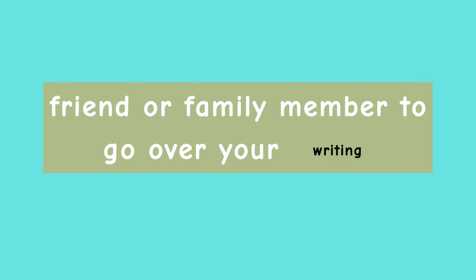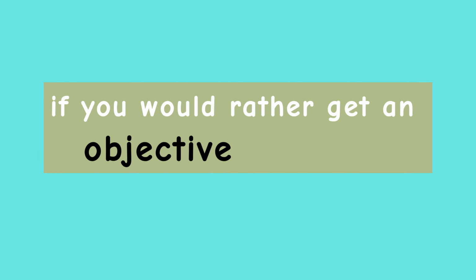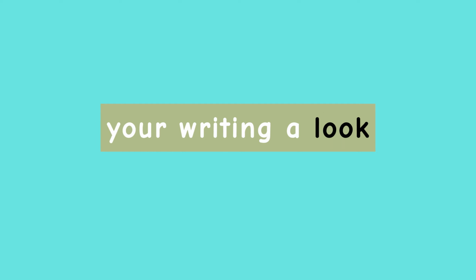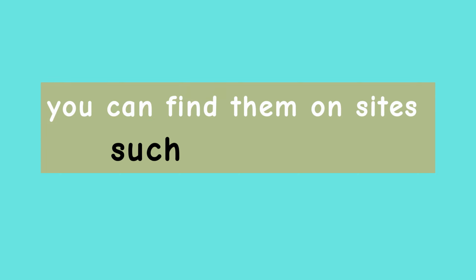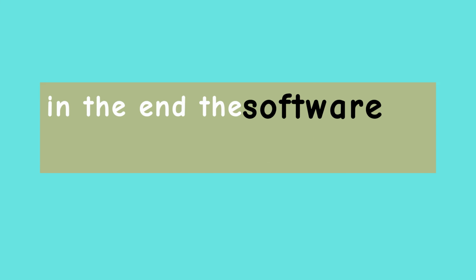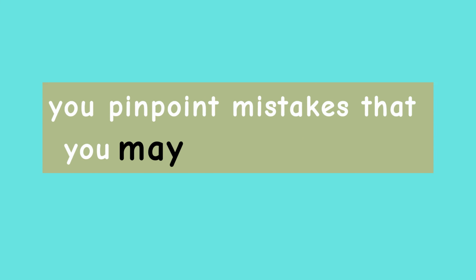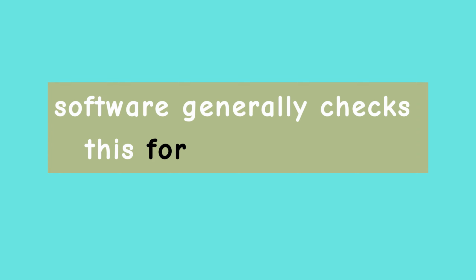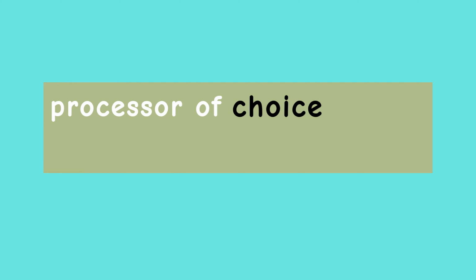You can get a trusted friend or family member to go over your writing. If you would rather get an objective third party, you can hire a freelance editor to give your writing a look. You can find them on sites such as Fiverr. Also, you can use editing software to double-check your work. In the end, the software can help you pinpoint mistakes that you may not have caught. As for spelling, word processing software generally checks this for you on the fly. As such, you can rely on your word processor of choice to give you a hand.